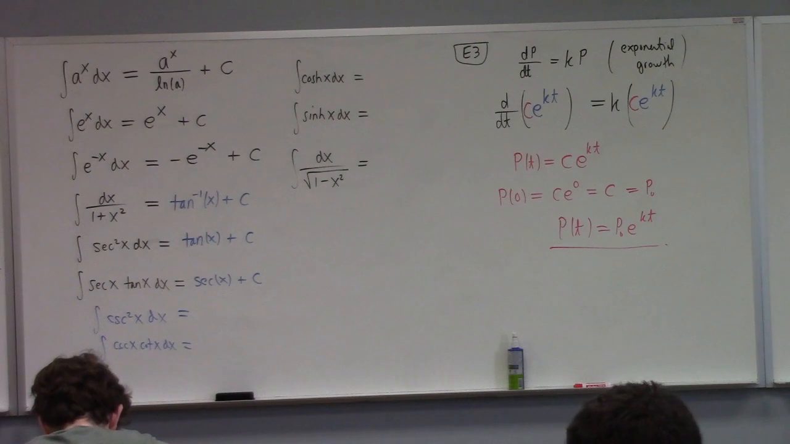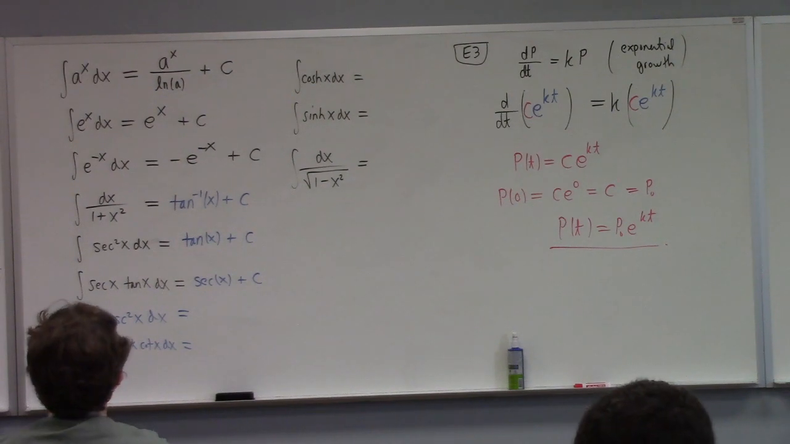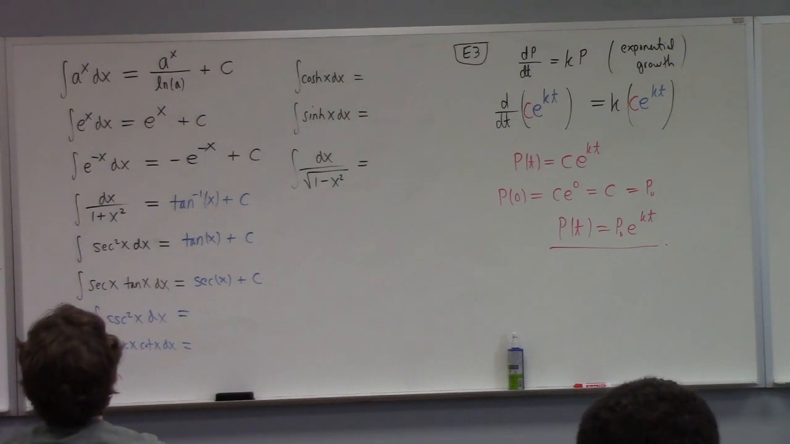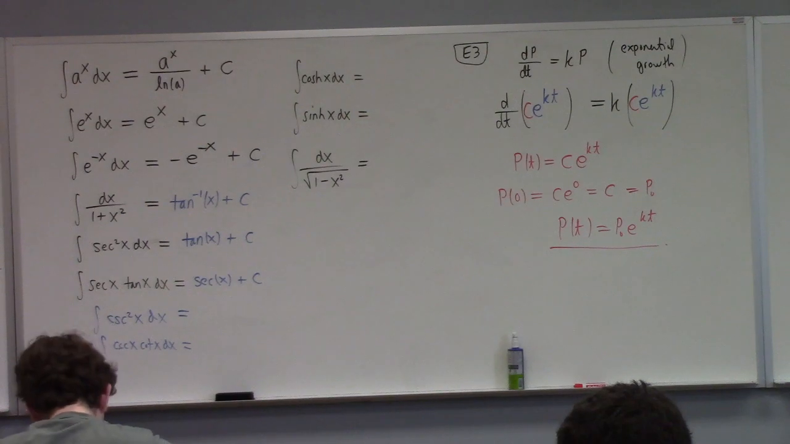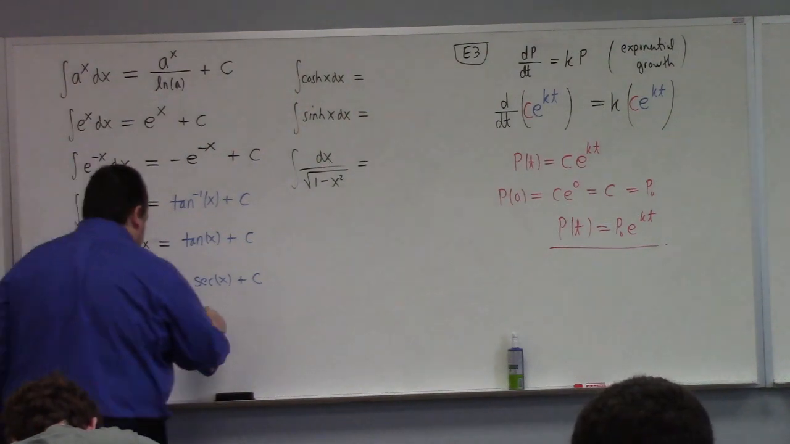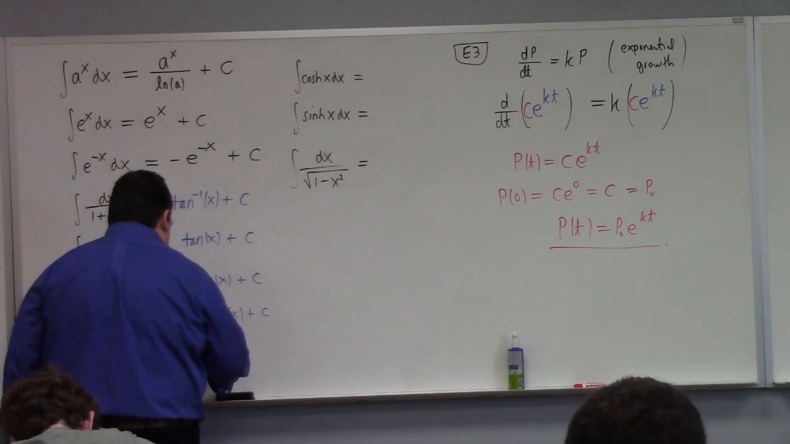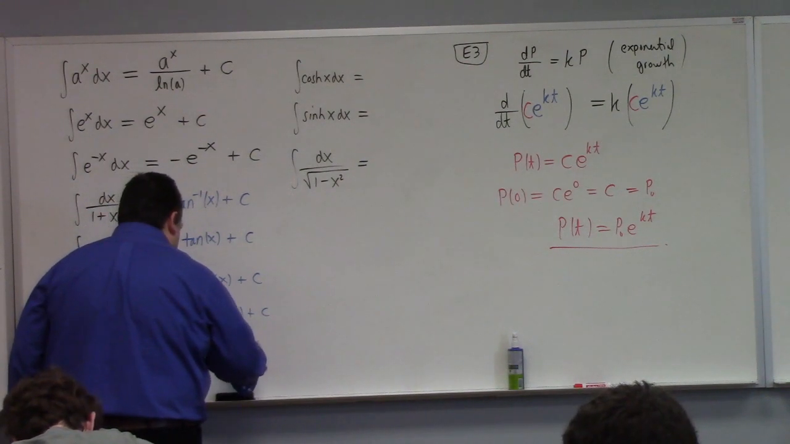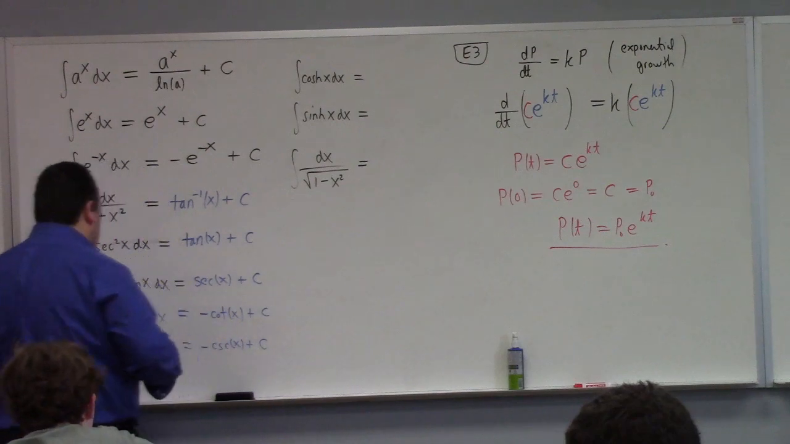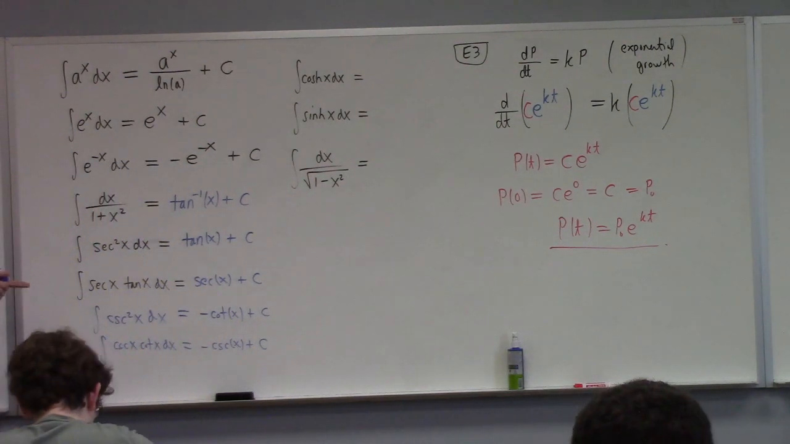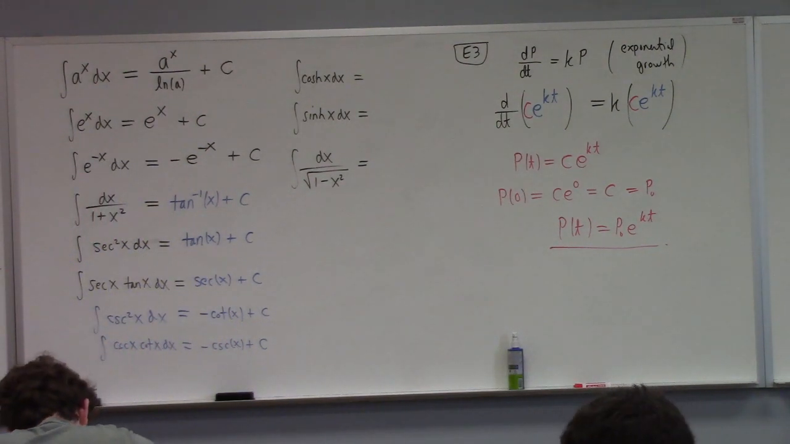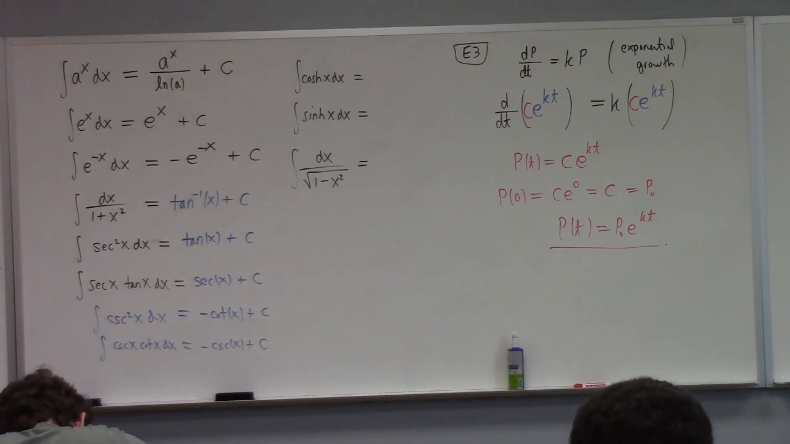Which function differentiates to cosecant squared? Well, cotangent gives you the minus cosecant squared. So this is actually minus cotangent plus a constant. Likewise, this is minus cosecant of x plus a constant, if I recall correctly. And you can check me on that. The derivative of cosecant is minus cosecant cotangent. This follows from the quotient rule. These are easier up on the top.